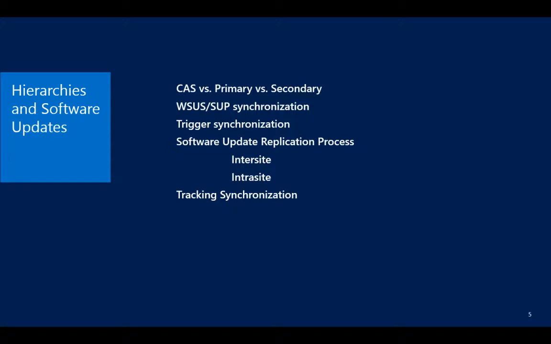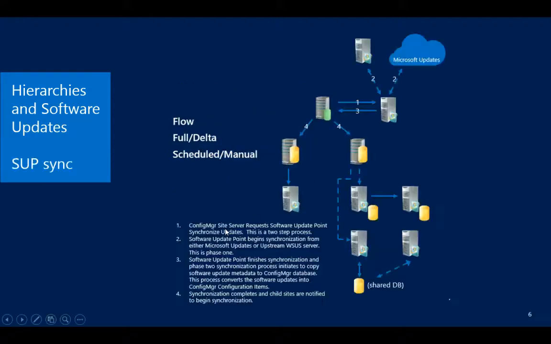All right, so let's flip through the slides and we'll talk about some of the rest of these things. I want to review the WSUS software update point synchronization process. We talked about that before, but I want to review it and show one thing about it in addition to what we talked about. We'll talk about triggering synchronization in the console. We'll also detail the software update replication process, which I want to review, and then tracking some of the synchronization. But let's move forward.